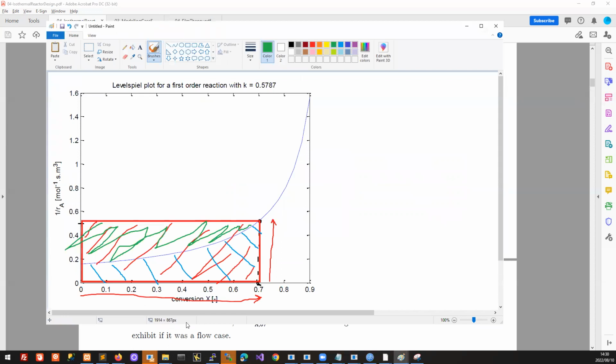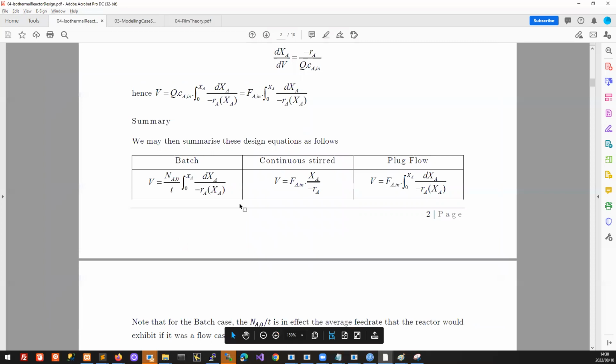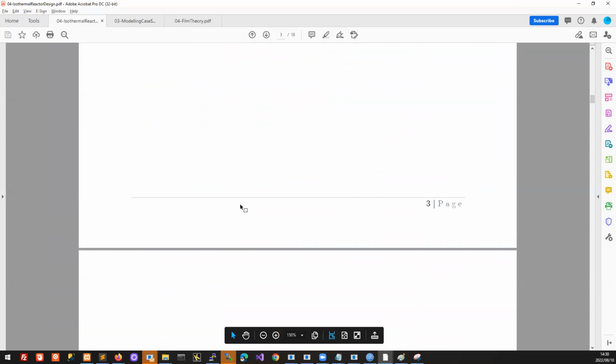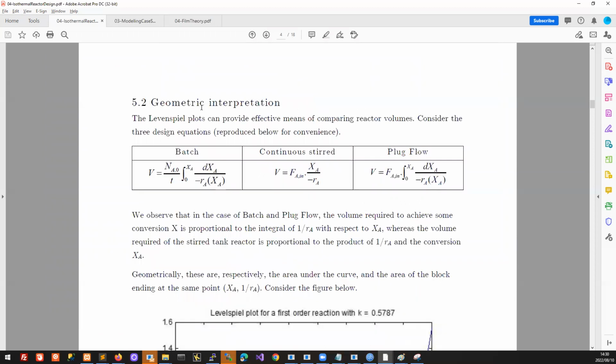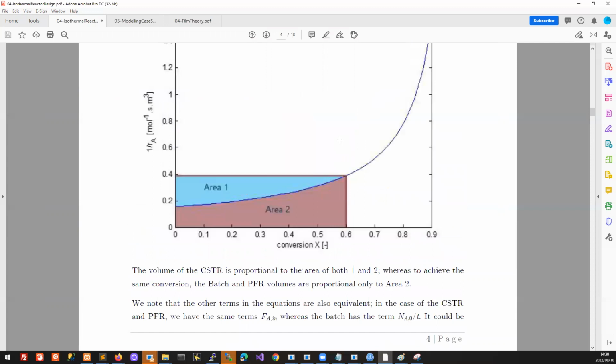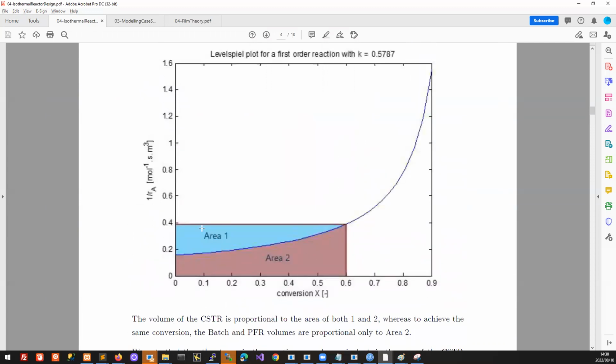Okay, so that's something we can observe, hopefully as interesting. And I guess everything we've said is what's here. So it's drawn a bit better here. In the case of the CSTR, you need area 1 plus area 2, and your volume will be proportional to that. In the case of the PFR and batch reactor, it's only area 2. Your volume is only proportional to area 2.